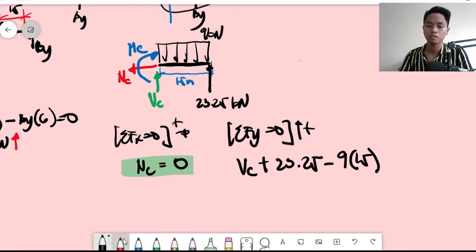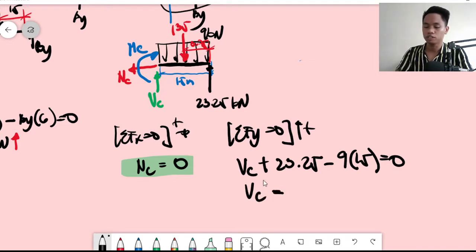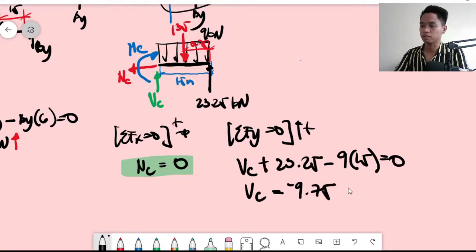What is the reduction of this force? That would be 9 times 1.5. That is equal to 13.5. Ang iyang distance dito would be 0.75, kato nga ni 1.5. So, 0.75. Okay. Alright, so what would be the value of our shear at C? That would be 9 times 1.5 minus 23.25. This is negative 9.75 kilonewton.